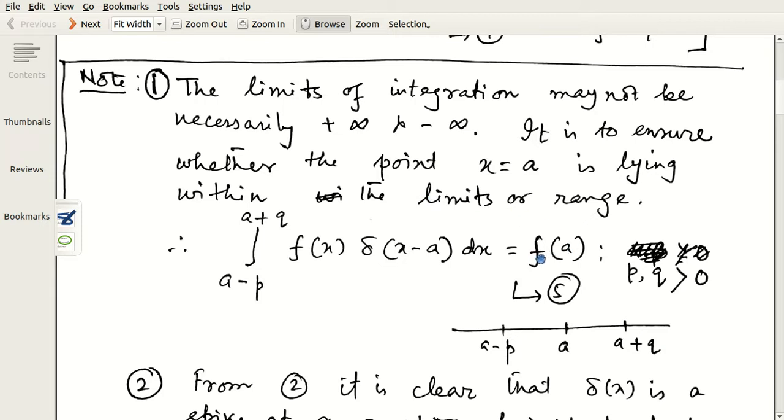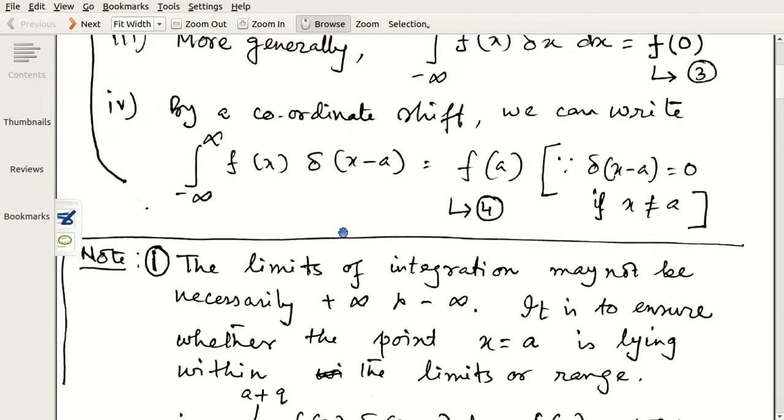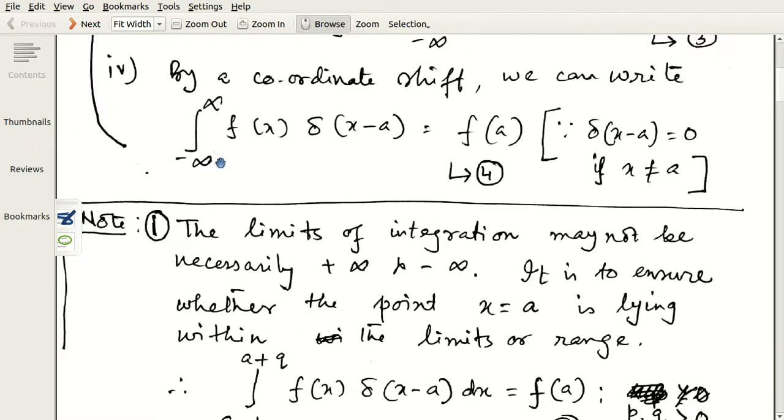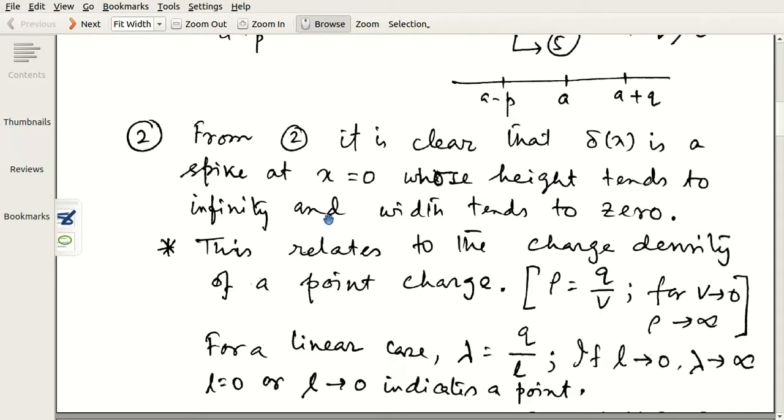Okay, a minus p and a plus q, this will give f(a). Just as simple as that, because you can simply extend this limit from minus infinity to a minus p, one integration, then a minus p to a plus q, then another integration a plus q to plus infinity. That means this region you include, this region you include, and everywhere you find the delta function to be 0, so you are just adding this thing. So this limit a minus p to a plus q is exactly the same as minus infinity to plus infinity.